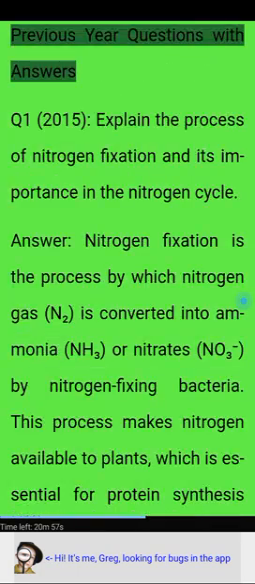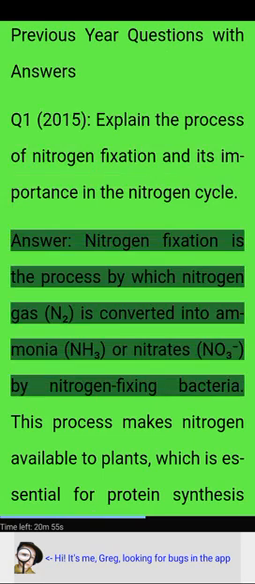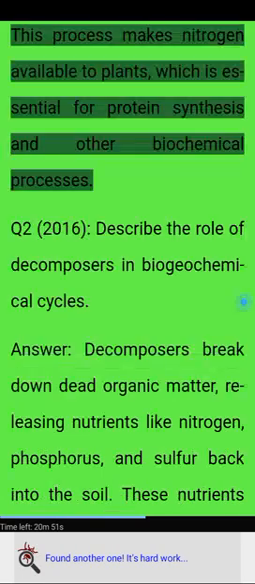Previous year questions with answers. Q1, 2015. Explain the process of nitrogen fixation and its importance in the nitrogen cycle. Answer. Nitrogen fixation is the process by which nitrogen gas (N₂) is converted into ammonia (NH₃) or nitrates by nitrogen-fixing bacteria. This process makes nitrogen available to plants, which is essential for protein synthesis and other biochemical processes.